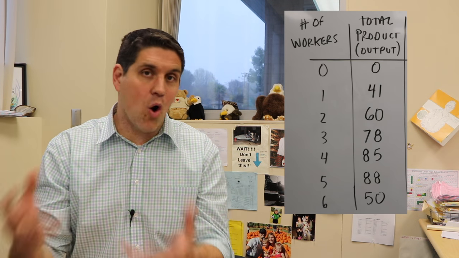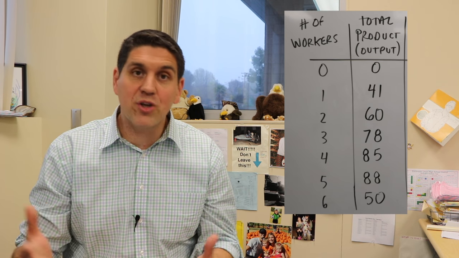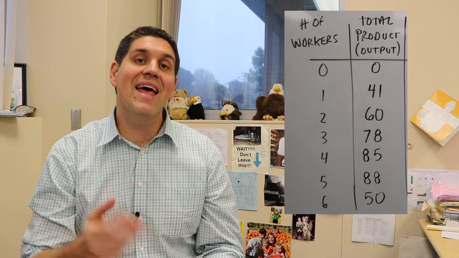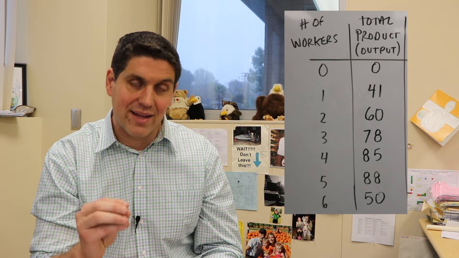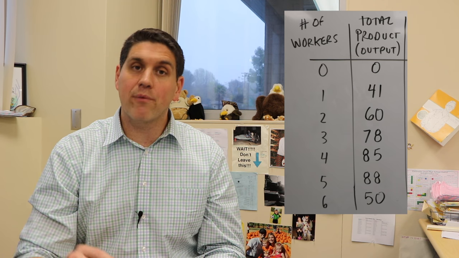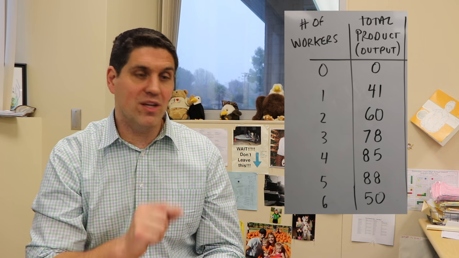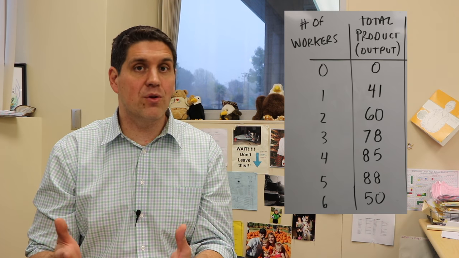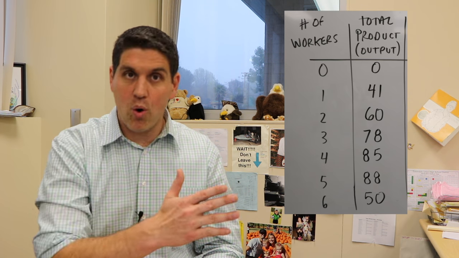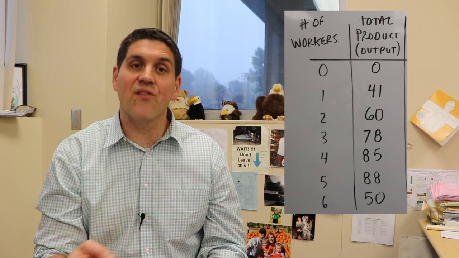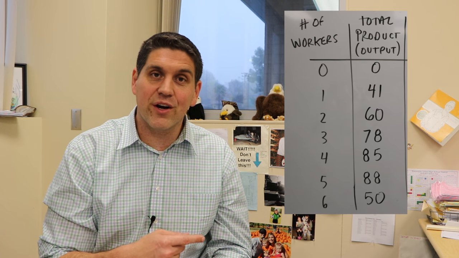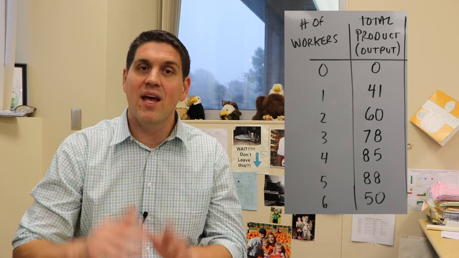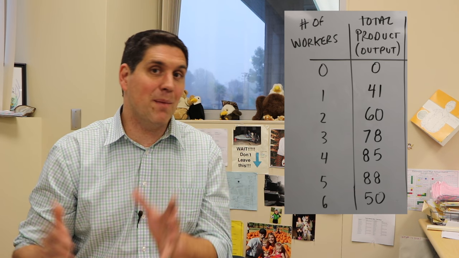I start off by hiring no workers, and of course with no workers, there's no push-ups, and so there's no output. Then I hire one worker, and they can do as many push-ups as they can in 30 seconds. That's the time limit, 30 seconds, as many push-ups as possible, and record it on the board as the total product, the total amount produced by one worker. Then we hire two workers and see how much output they can produce. So two workers, how much output, and we record that on the board. Then we do three workers, then four workers, then five workers, and eventually six workers, all doing push-ups for 30 seconds each in these different rounds.